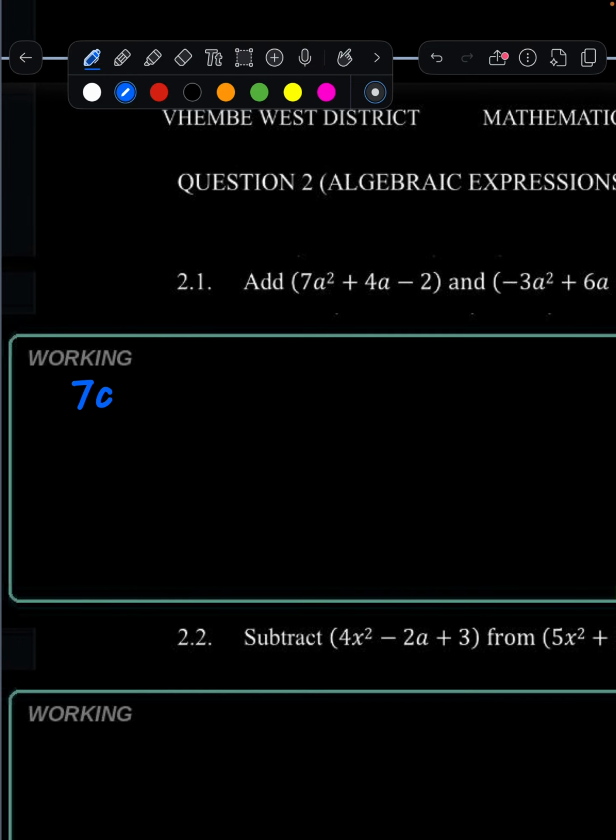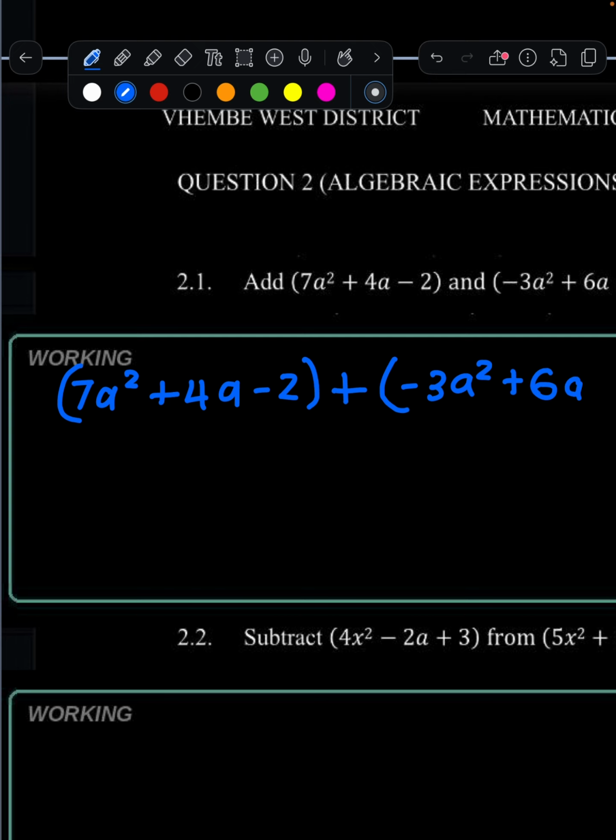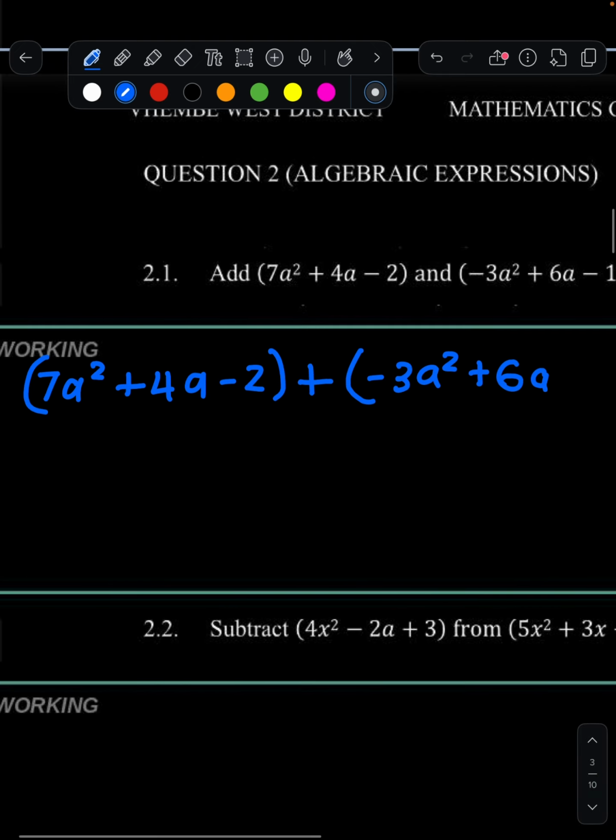So 7a squared plus 4a minus 2. And then we are adding this bracket, minus 3a squared plus 6a minus 10. All they are really testing here is if we know what to do with this sign. And what we can actually do is just get rid of this bracket here.